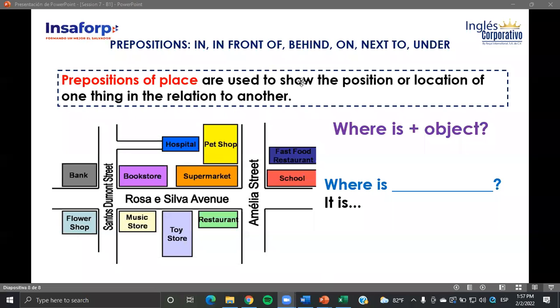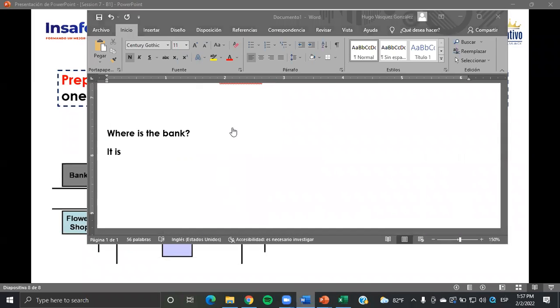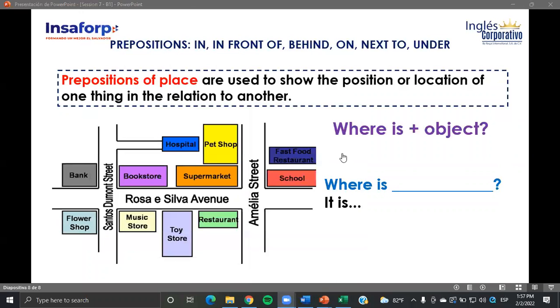Who can help Ana Dinora? ¿Quién puede ayudar a Ana Dinora? Mientras tanto. It is a bank. Okay. Someone in front of the flower shop? Repeat again, please. ¿Puede repetir nuevamente, please?